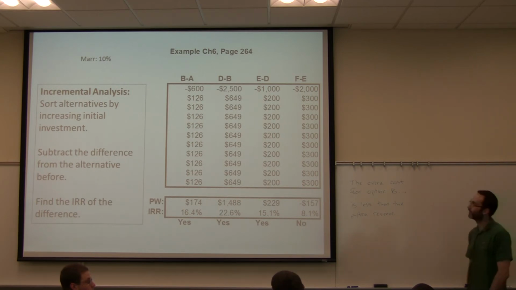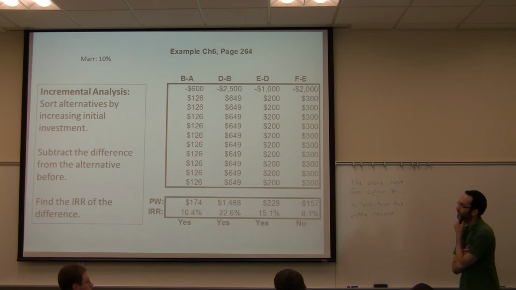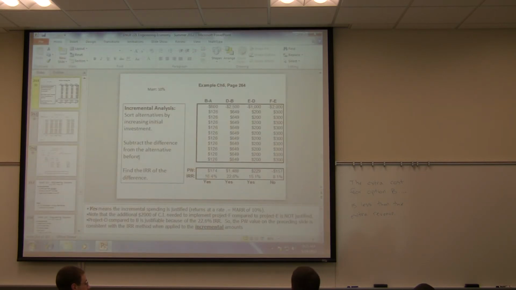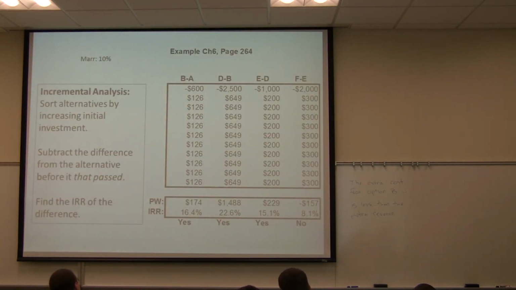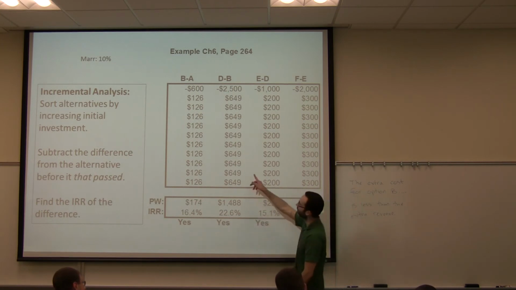So here's the outline of our procedure. Sort them by increasing investment, just the column order, that means. Subtract the difference from the alternative before, and I guess I should change that. It's not just the alternative that was before it, it's the alternative before it that passed. Change your notes to say that. And then you find the internal rate of return of the difference, meaning of the incremental amount.